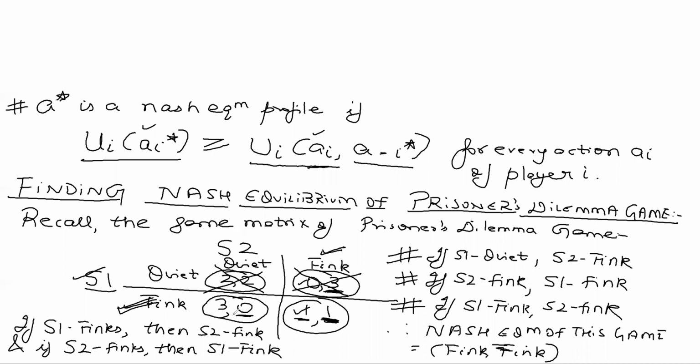1 is more than 0. So suspect 2 would want to think in response to suspect 1 thinking. That means 3 comma 0, that is think comma quiet, is also not the Nash equilibrium. Why? Because in this case suspect 2 would want to deviate. Only think comma think is the action profile where no player wants to deviate.